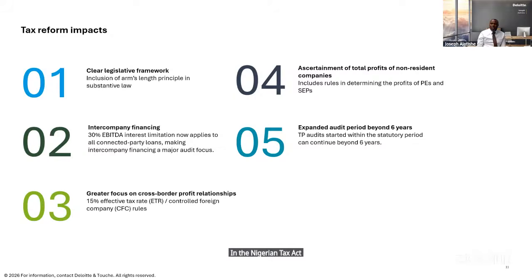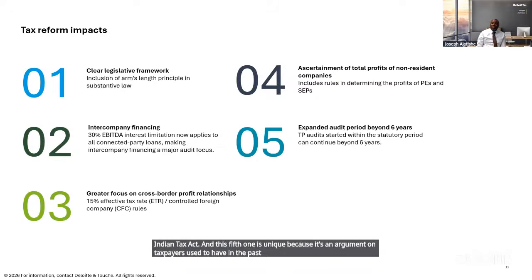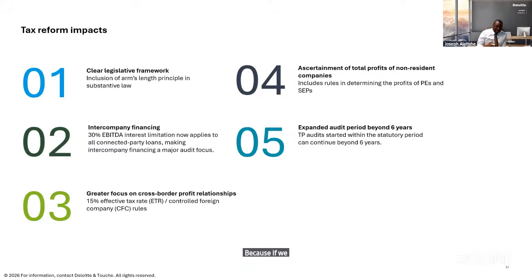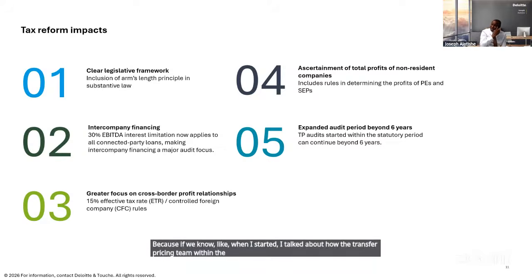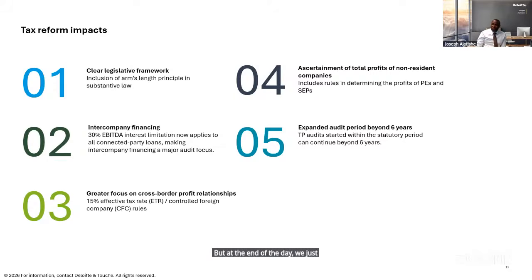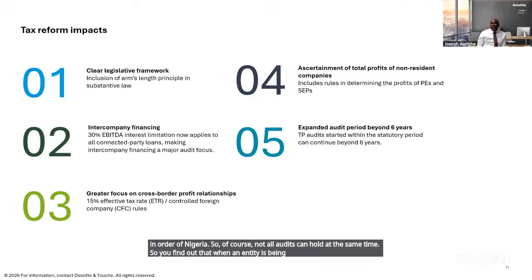And this fifth one is unique because it's an argument some taxpayers used to have in the past, because of transfer pricing audits traditionally. When I started, I talked about how the transfer pricing team within the Nigerian Revenue Service has expanded. But at the end of the day, we just have one transfer pricing office in Ikoyi that is servicing the whole of Nigeria. So of course, not all audits can hold at the same time. So you find out that when an entity is being audited, you have a large chunk of years that are being audited at the same time.